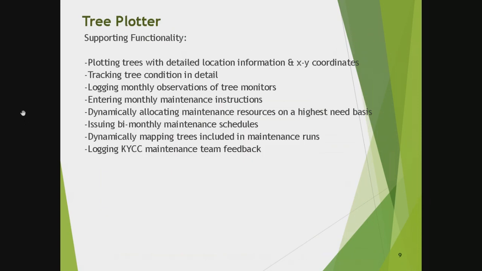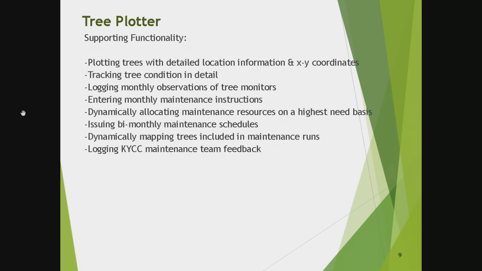So I just wanted to quickly go through some of the specific functionality that's been very helpful to us. We can now plot trees with very detailed location information, of course, XY coordinates. We can track trees' conditions in a very high level of detail, log the monthly observations of the tree monitors, as I mentioned, enter monthly maintenance instructions, dynamically allocate maintenance resources on a highest need basis, as we discussed, and issue bi-monthly maintenance schedules, especially in the summertime.